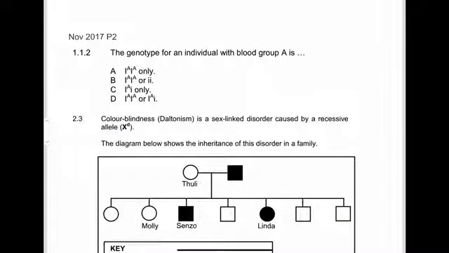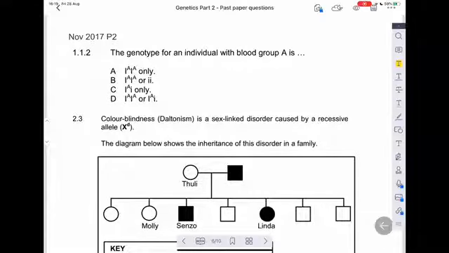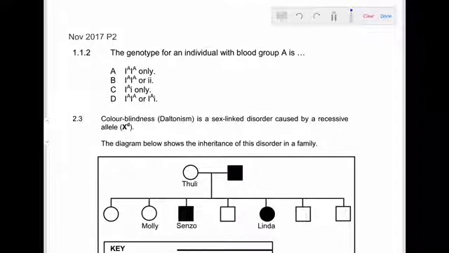A very straightforward question here, 1.1.2. What is the genotype of an individual with blood group A? So blood group A, you can either be homozygous dominant or you could be heterozygous. So D is the correct answer.